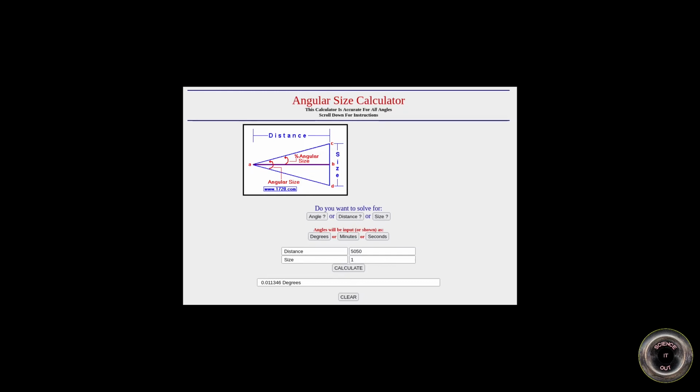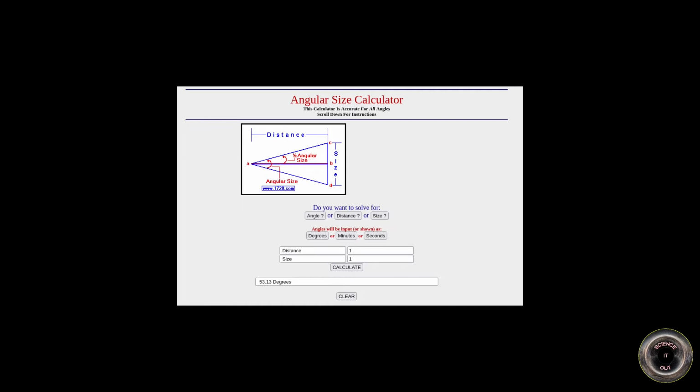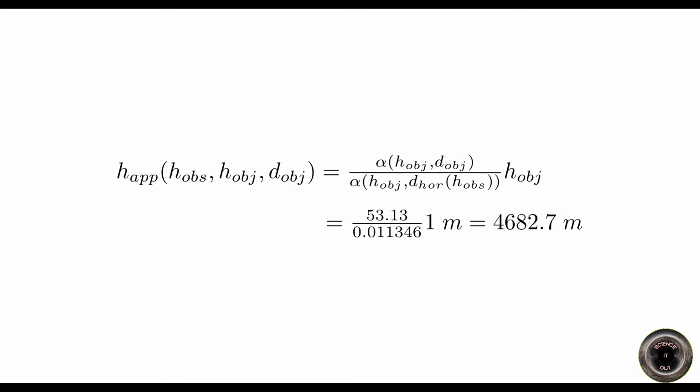Let's take a 1 meter stick as an example. If the observer height is 2 meters, the distance to the horizon is 5 kilometers. And I'm just looking at the geometric horizon right now, so 5.05 kilometers. At this distance, the angular size of the stick is roughly 0.01 degrees. At the distance of 1 meter from the observer, the angular size is 53.13 degrees. So let's put that into Taboo Conspiracy's formula, and we get that the apparent height of a 1 meter stick that is 1 meter from the observer at height of 2 meters is almost 5 kilometers, 4.682 to be precise.